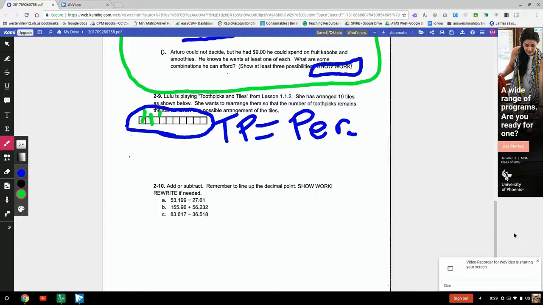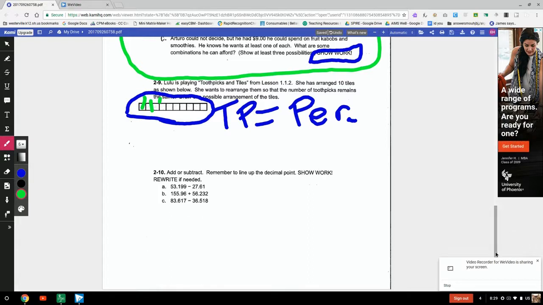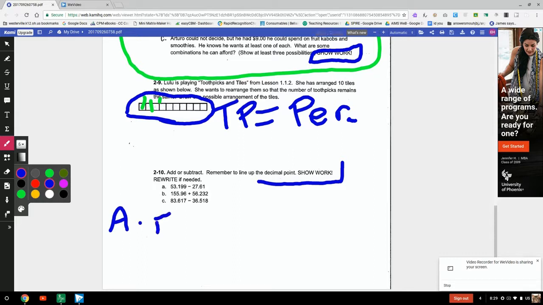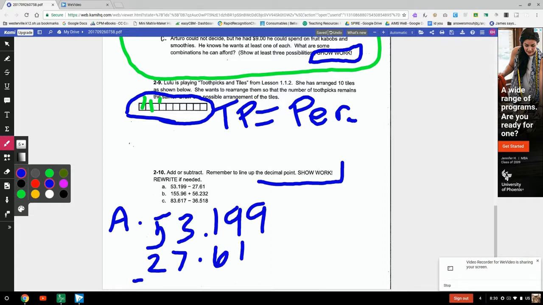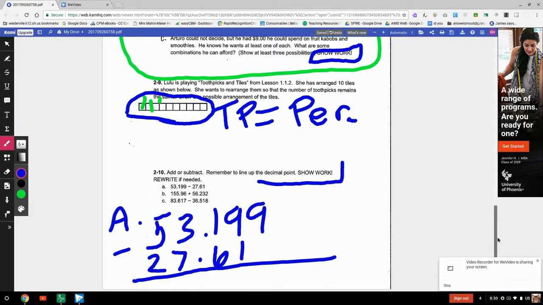And then the last question here, add and subtract. Remember to line up your decimals like I said below. Show your work. So, I would just write A down here, line it up, just to show you how to do the first one. You got 53 and 199 thousandths, and then you have 27.61. So now we're subtracting. And now that you see that you have one place for 27 and 61 hundredths, it's okay to add a 0 here. So then you got them all perfectly lined up, and you would just subtract from there.